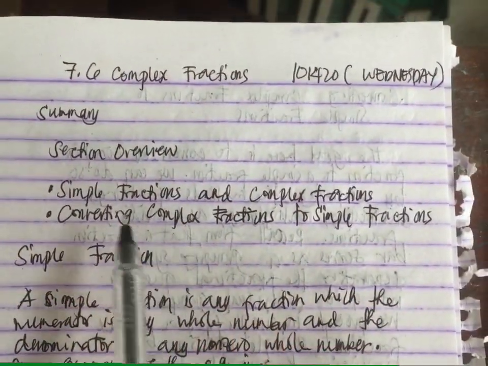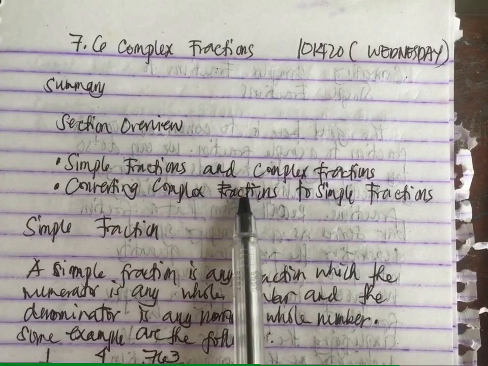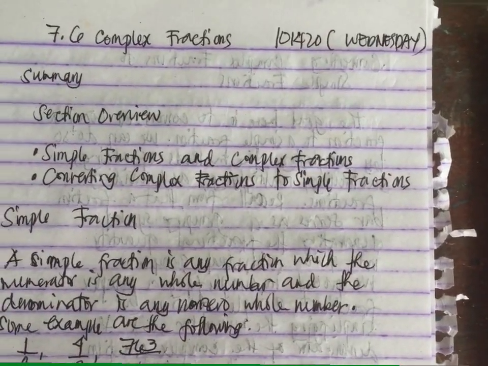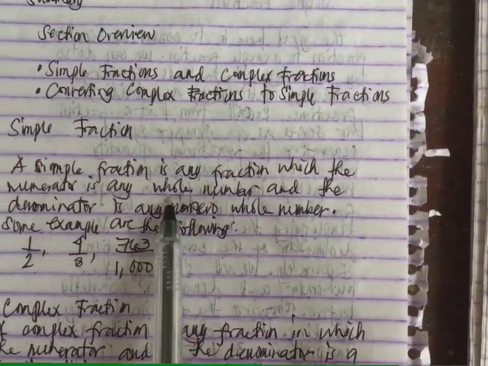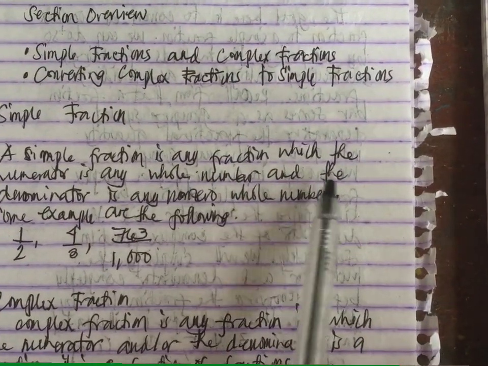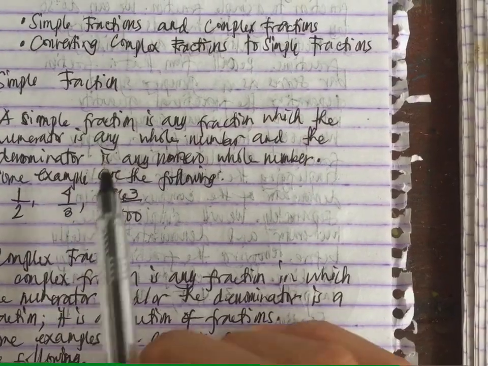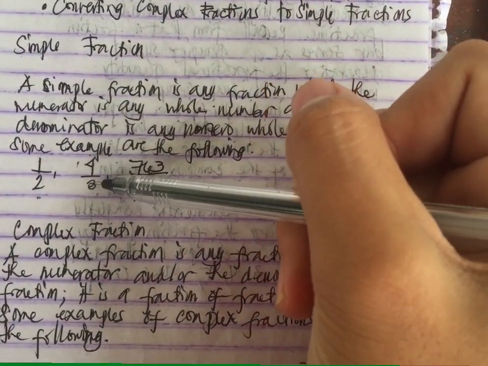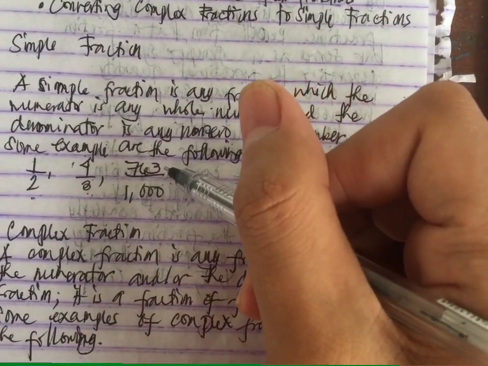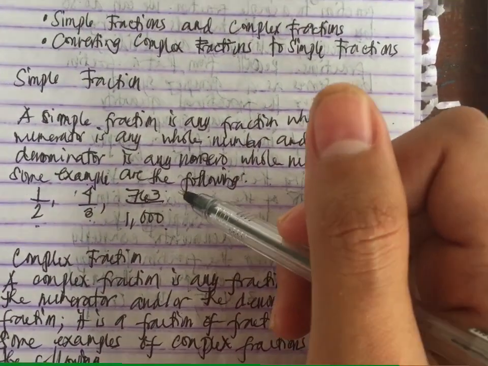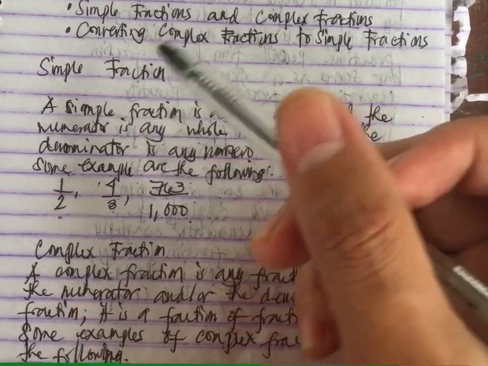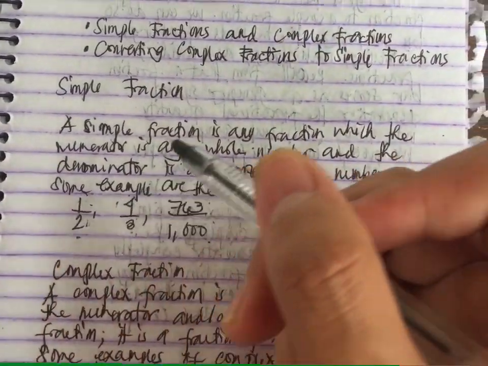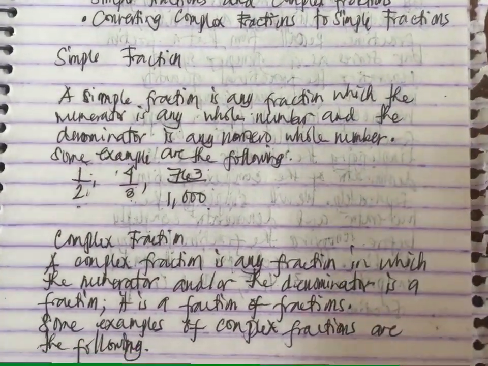Complex fractions. For section overview: simple fractions and complex fractions. Converting complex fractions to simple fractions. A simple fraction is any fraction in which the numerator is any whole number and the denominator is a non-zero whole number. So for example, 1/2, 4/3, and 763/1,000. So basically, yung nasa baba ay whole number, hindi siya zero. So, simple lang siya na fractions.